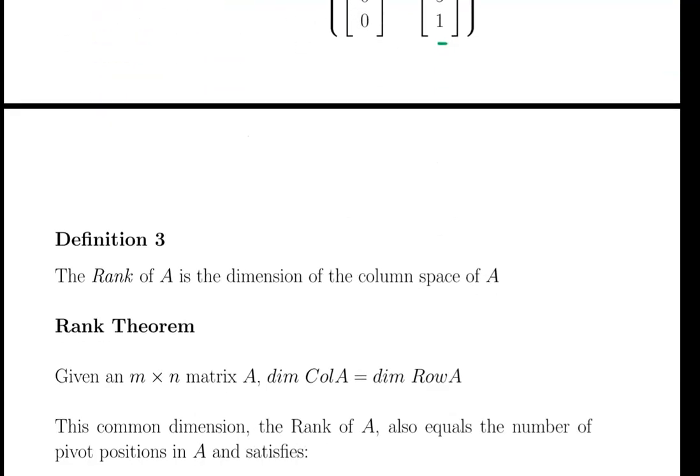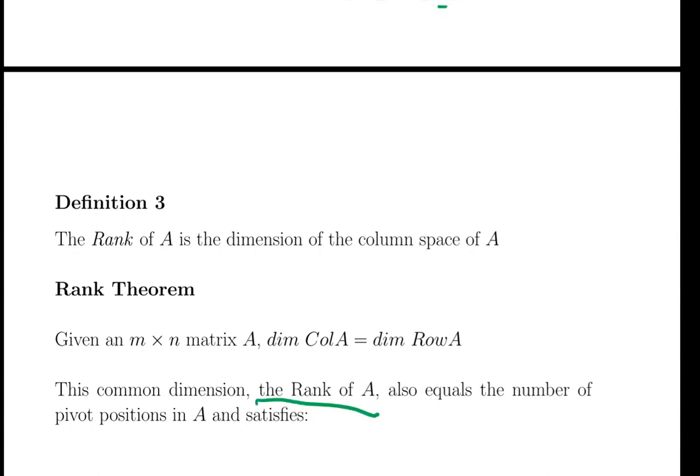So the rank of A is the dimension of the column space. Given an m by n matrix A, the dimension of the column space and the dimension of the row space are the same. This common dimension is what we call the rank. Also, it's obviously the number of pivot positions. So the rank is the number of pivot positions.